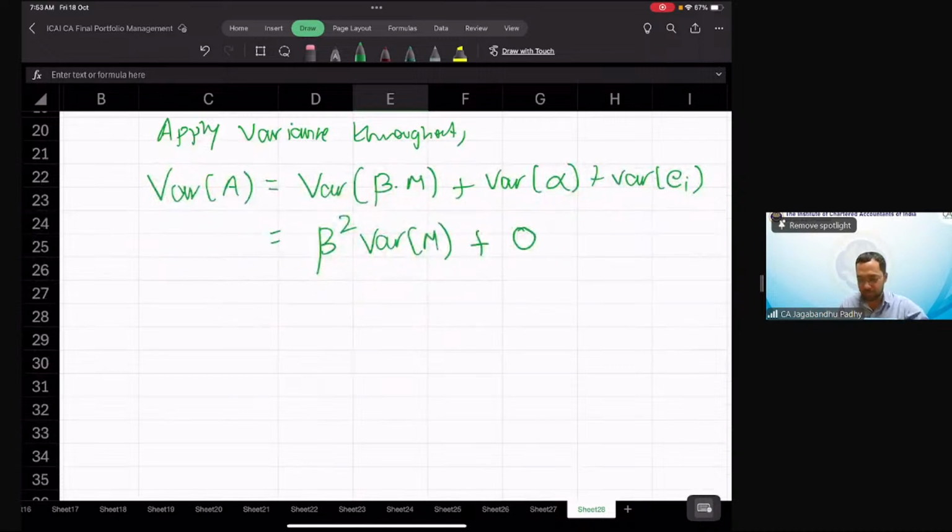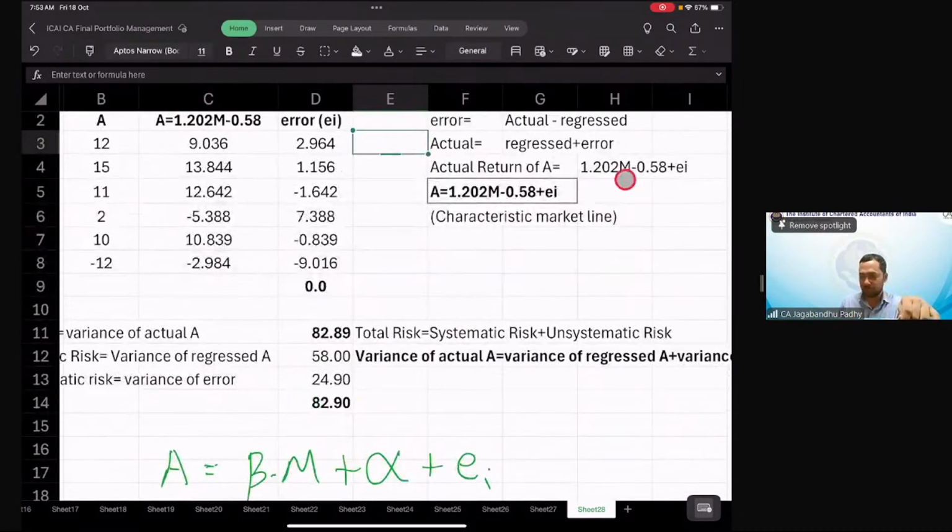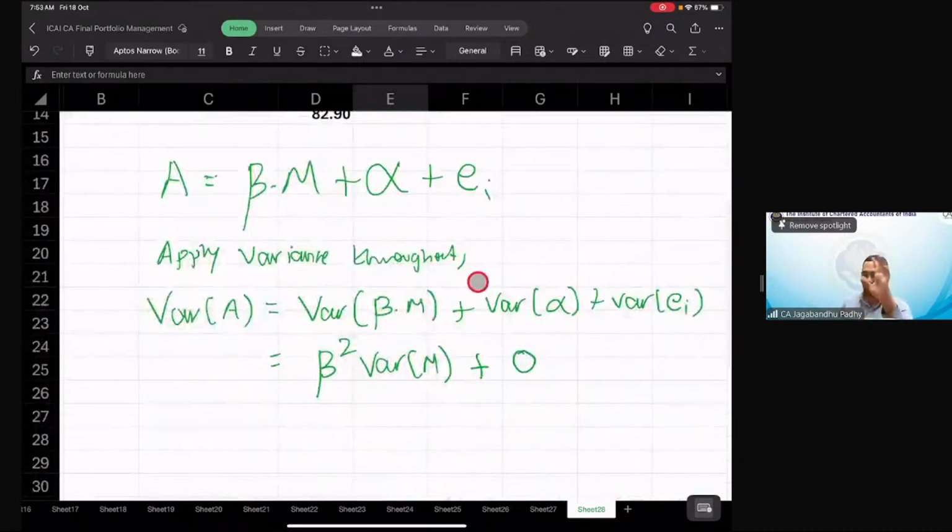If you want the variance of beta, you will compute it like this: summation of beta into market, minus average of beta into market upon n, with the square. So here we had beta square, average beta and square, so you got that beta square outside. But alpha is a single constant term without any varying term, so there is no change in alpha. This alpha, minus 0.58, is just a constant term. Since there is no variance in alpha, the variance value is going to be 0.